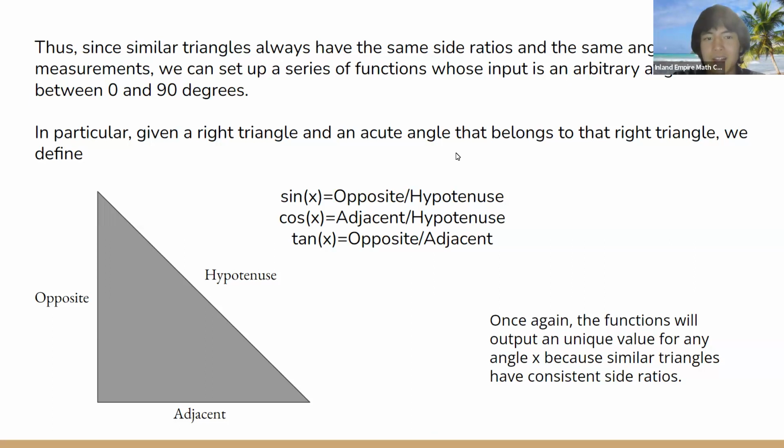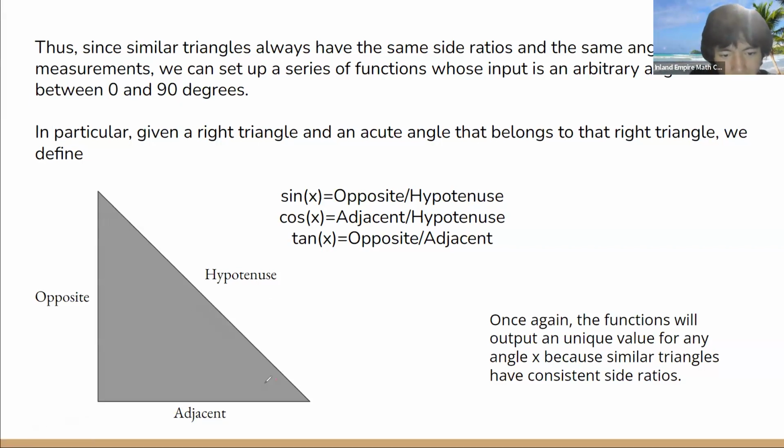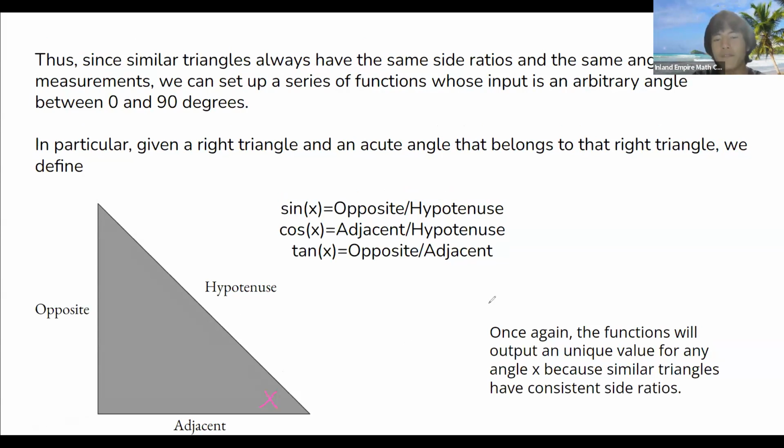In particular, if you have a right triangle and an acute angle x somewhere in this right triangle, you can define sine of x to be the opposite length over the hypotenuse, the cosine of x to be adjacent over hypotenuse, and tangent of x to be opposite over adjacent. So in this case, x would be over here.